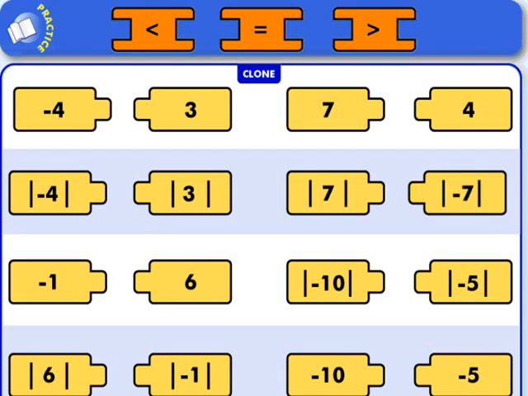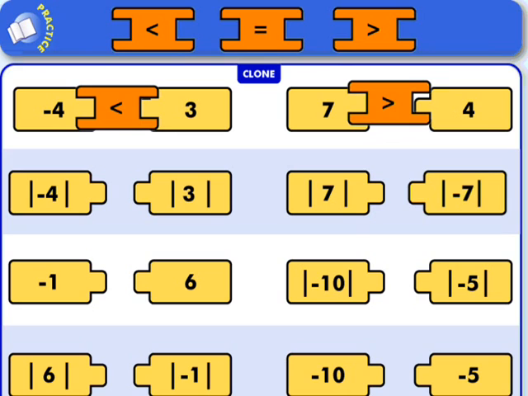All right, let's take a look at these. Let's compare these two numbers. Now, the first one says negative 4 and 3. Well, negative 4 is less than negative 3. In our next example, we have 7 and 4. Well, positive 7 is greater than positive 4.